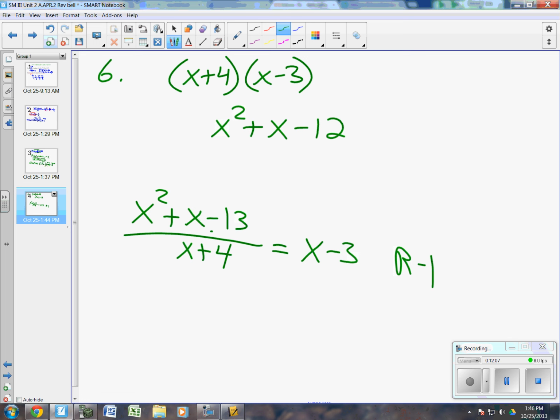Wait, because if you divided it, let's just do quick division right here. We'll go negative 4, 1, 1, and negative 13. Negative 4 times 1 is negative 4. Add, negative 3. Negative 4 times negative 3 is 12. Add, you get negative 1. So it's negative 1, yeah.